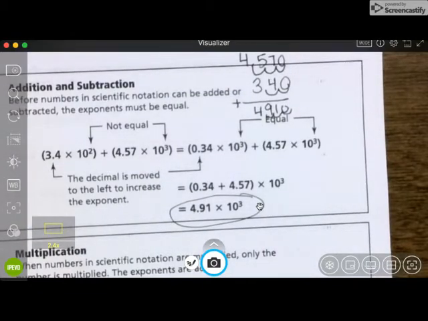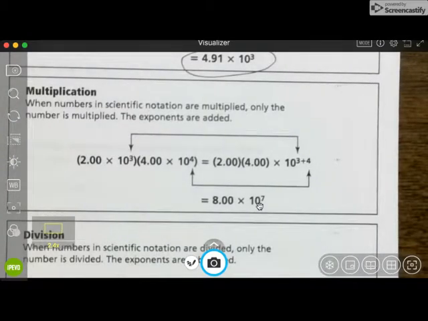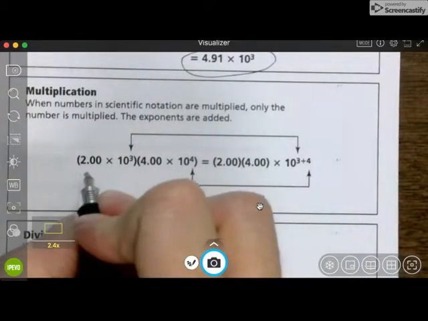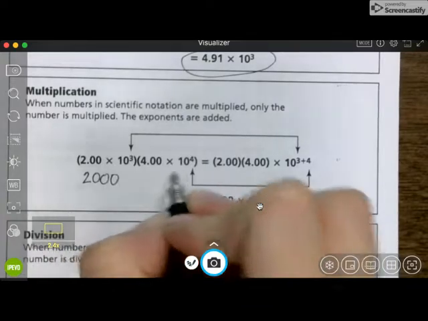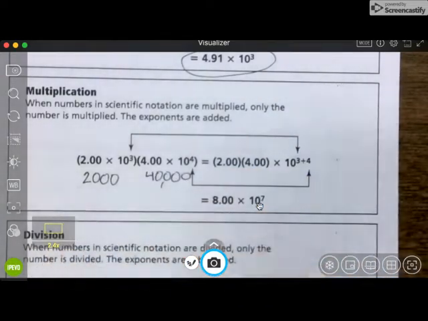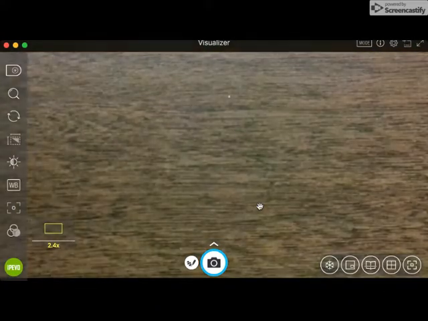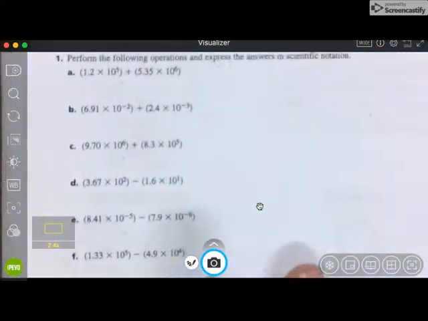Okay? We can do the same thing for multiplication. We can change this to 2,000. We can change this to 40,000. Multiply those together, you get 80,000, and then you can change it back to your scientific notation. Okay? Looking at the third page, we're actually going to look at doing some of these operations.